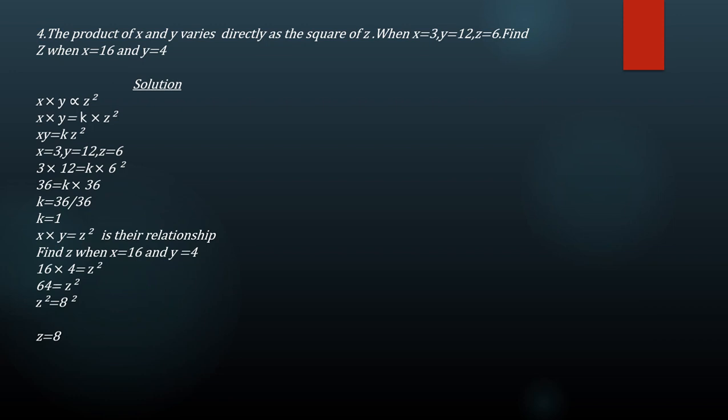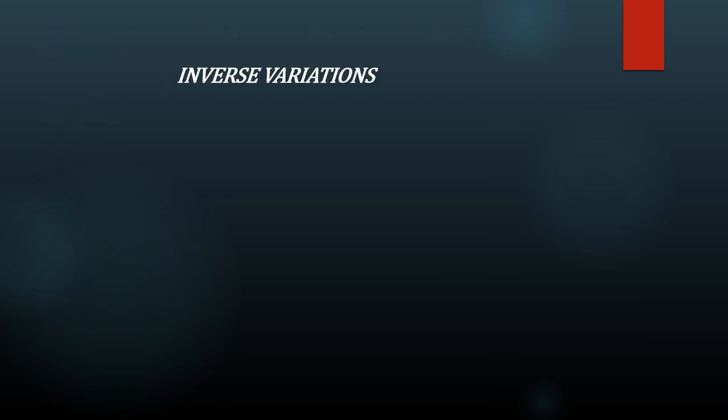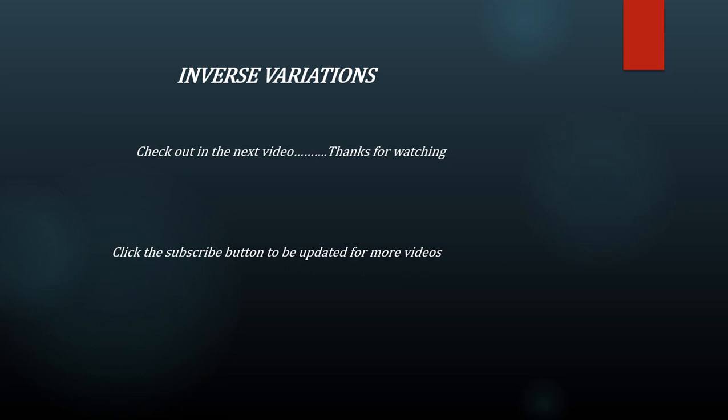You can solve in different methods. Again, you can just find the square root of both sides. So that would be z equals square root of 64, which is also 8. So whichever way we want to solve it, as far as your answer is 8, you're good to go. So you're done. So inverse variations, we'll treat these in our next class.